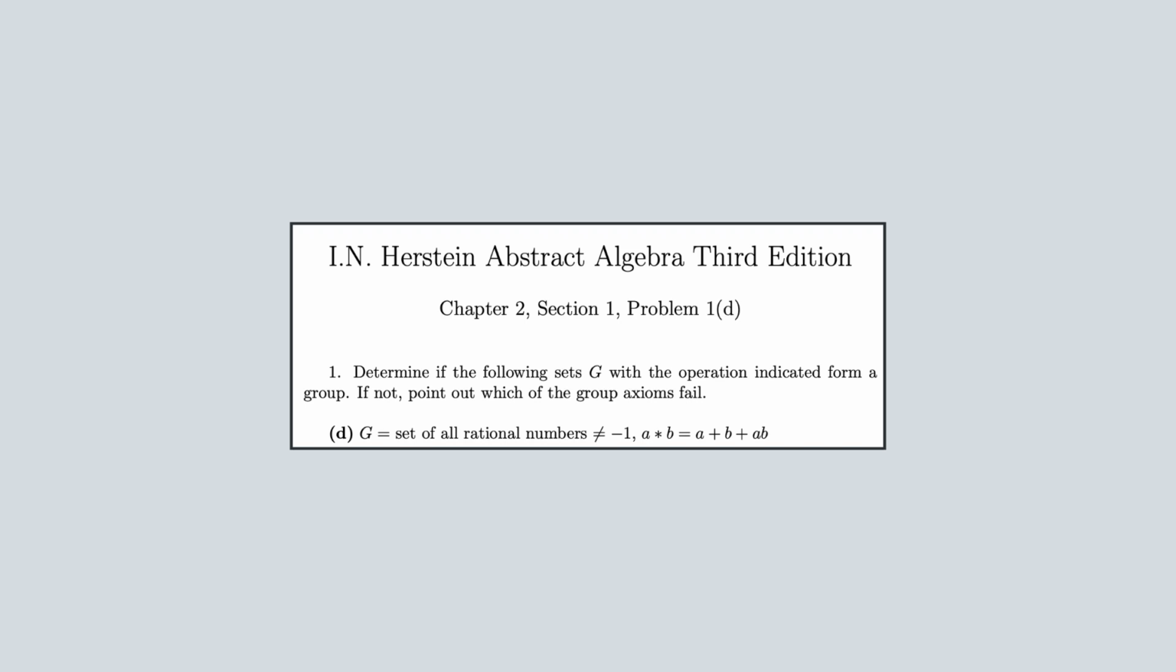Chapter 2, Section 1, Problem 1D. Determine if the following sets and operations form a group. So here our set is going to be the set of all rational numbers not equal to -1, and our operation star is going to be a star b equals a plus b plus ab.